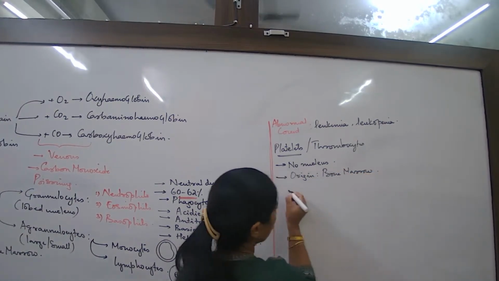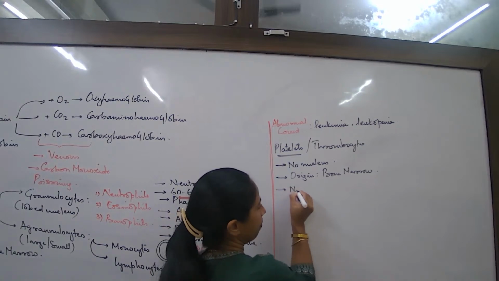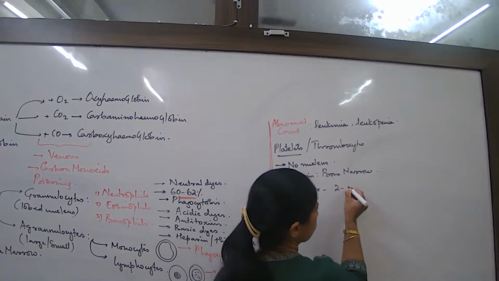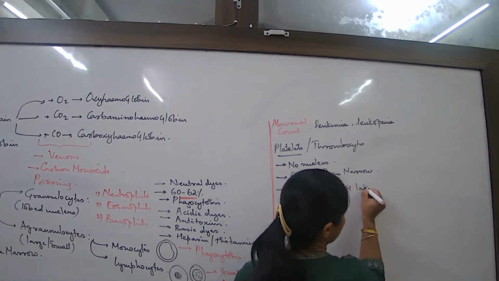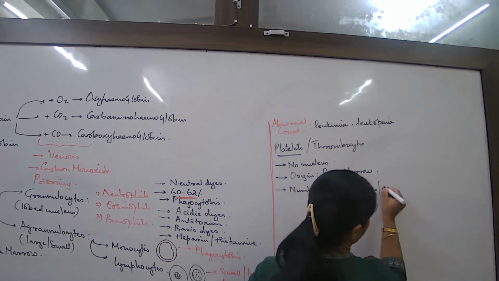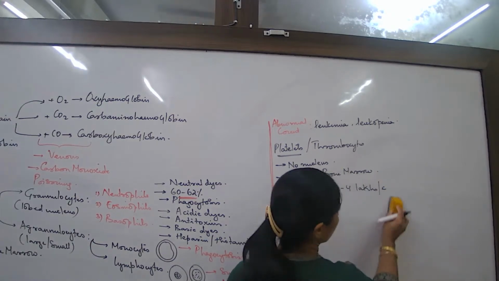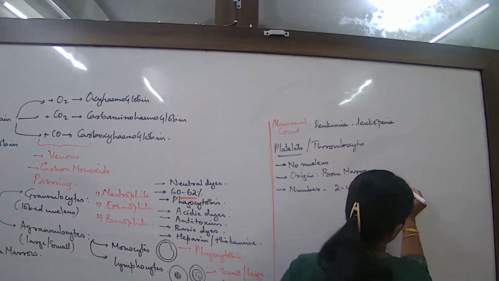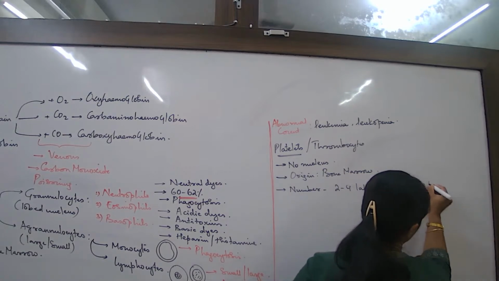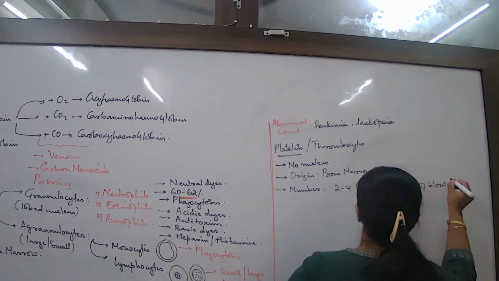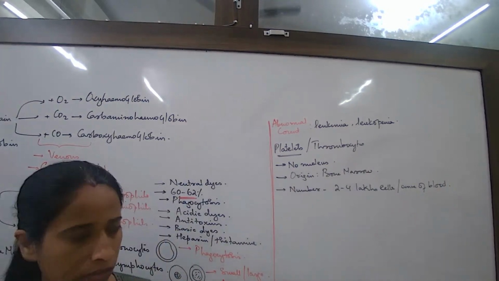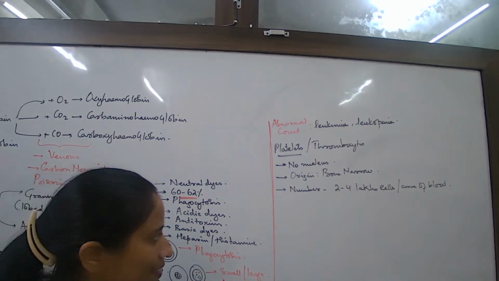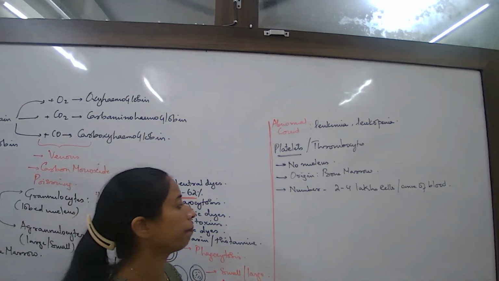What about the number of the platelets? It is basically 2 to 4 lakhs per cubic millimeter of blood. It can be 2.5 to 4.5 also, written in your book. Roughly that number we understand. 2 to 4 lakh cells per cubic millimeter of blood.